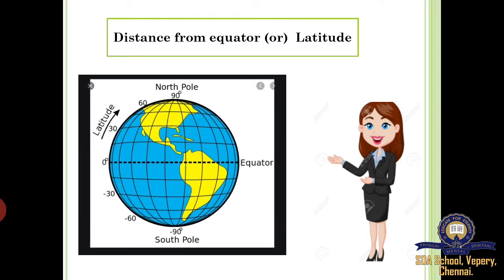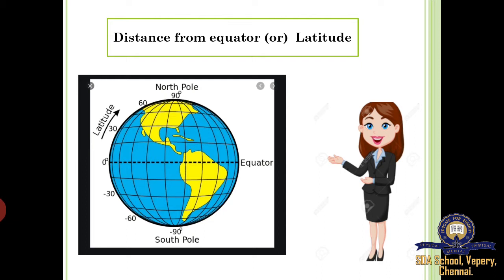The equator, that is the latitude of 0 degree, gets the most direct rays from the sun. The latitude of a place tells how close or how far away it is from the equator. The place near the equator is hotter or warmer, and the place away from the equator has a cold climate, as it doesn't get direct sunlight.